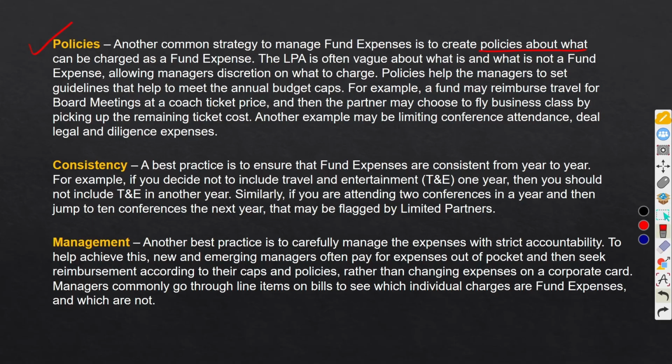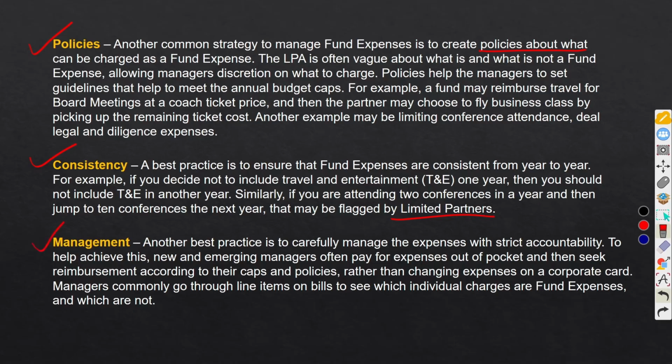The third strategy is consistency. A best practice is to ensure that fund expenses are consistent from year to year. For example, if you decide not to include travel and entertainment expenses one year, then you should not include T&E in another year either. Similarly, if you attend two conferences in a year and then jump to 10 conferences the next year, that may be flagged by limited partners. So there should be consistency maintained in your accounting procedure. Otherwise, you cannot record those expenses.